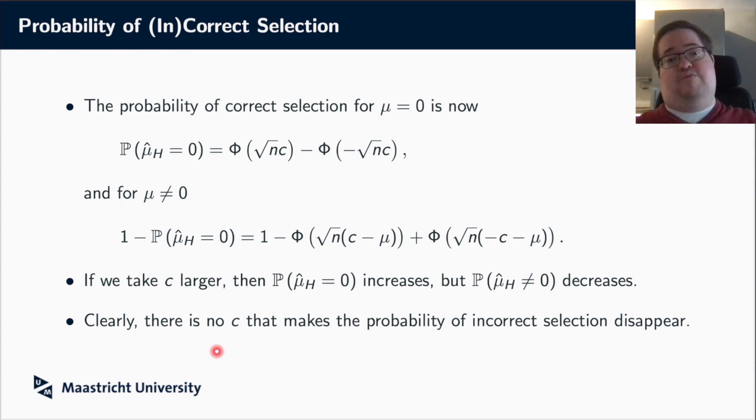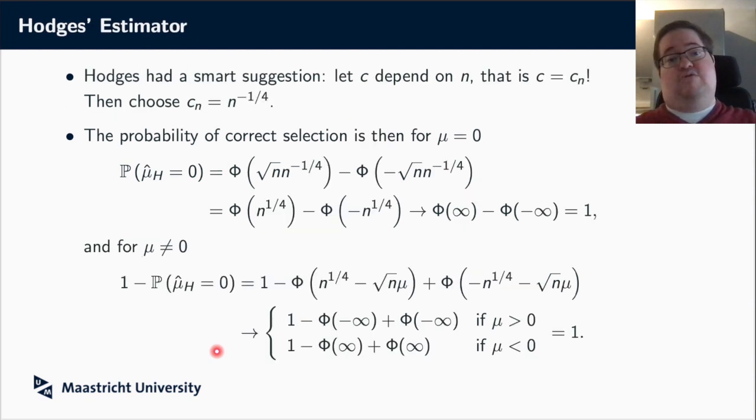Now this was apparently not a problem when we had consistent selection properties for the lasso, and indeed it's also not a problem here if we let c depend on n. So that is what Hodges suggested. Why don't we use this estimator but with c a function of n? In particular, what he said, well, why don't we take it n to the power minus 1 over 4?